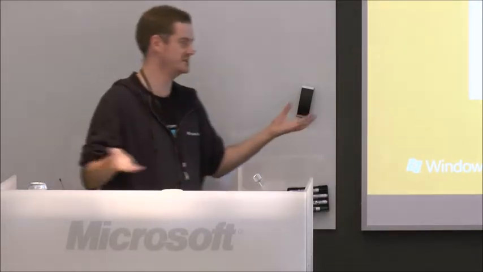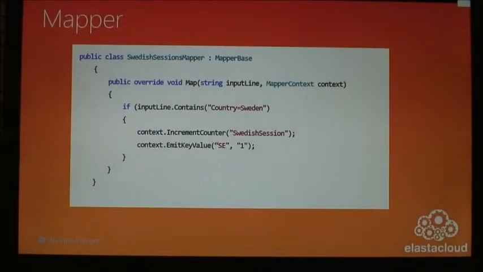And then we can just do string manipulation on that line. So we can say, if the input line contains this tag, country equals Sweden, in my case it's completely arbitrary, it could be something completely different, then we increment a counter, which is a way of telling Hadoop how far we are through our process, and we emit a key value. The key is going to be the Swedish country code, and 1 is going to be our value.